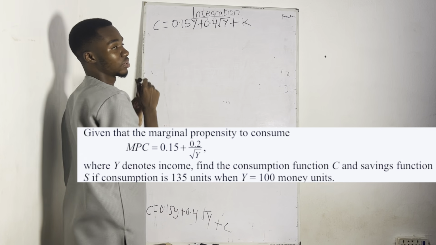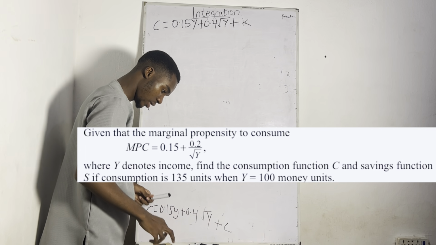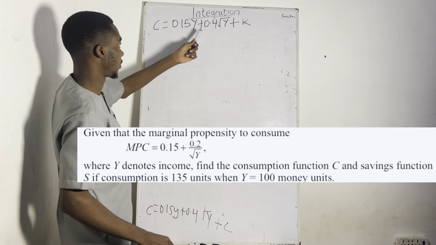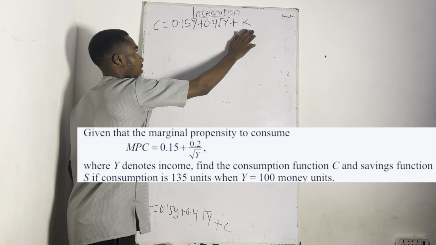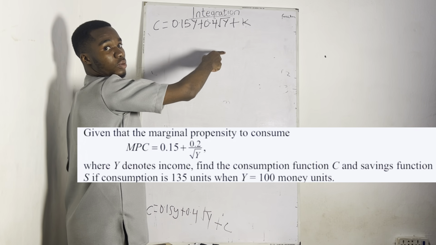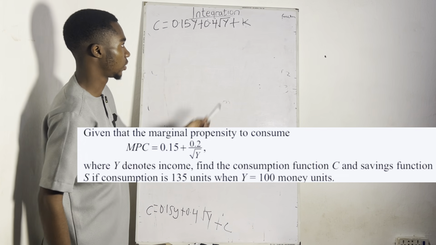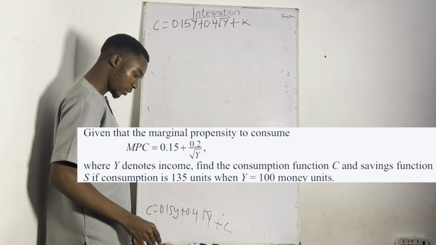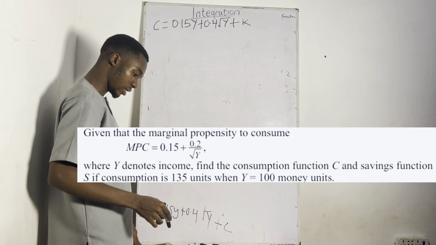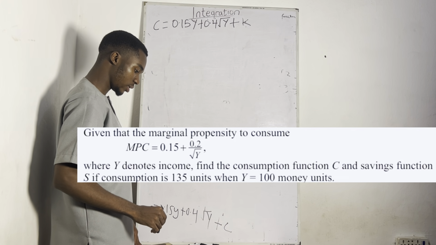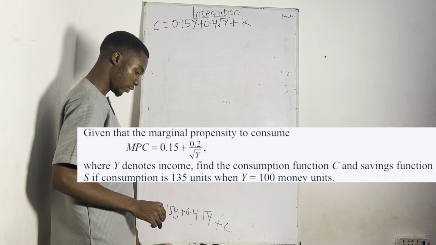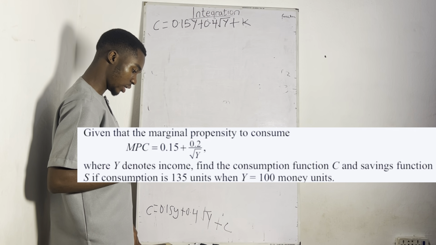Because this c means consumption. The question said find the consumption function c, which is what you are finding for. You get it? And this one means a different thing. This one is showing the constant. So if you make it the same, we might make a mistake. So we are just changing this one to k. All right. So the question went on to say find the consumption function c and savings function s if consumption is 135 units when y is equal to 100 units.